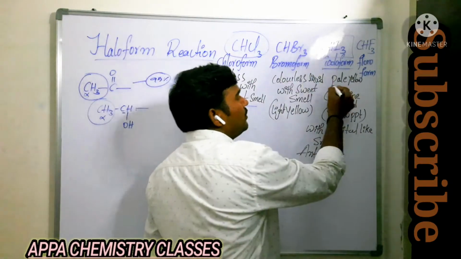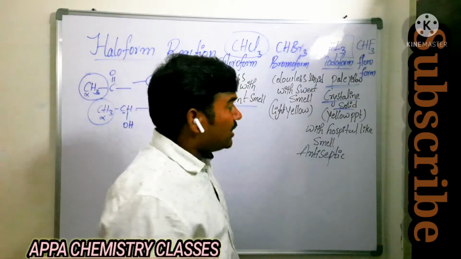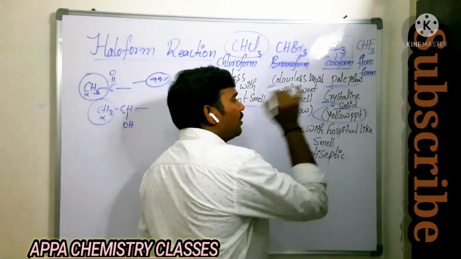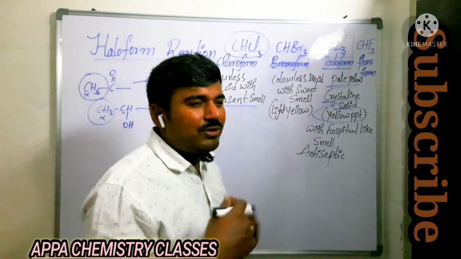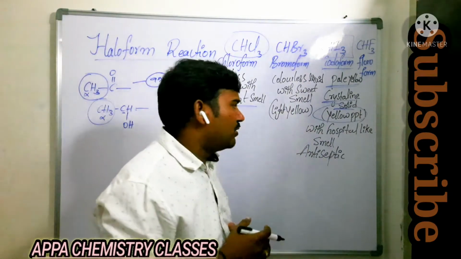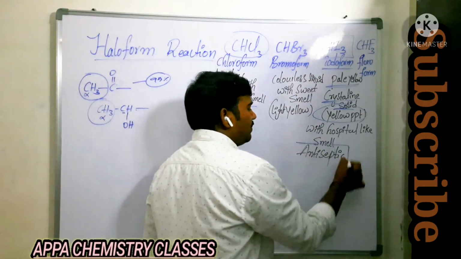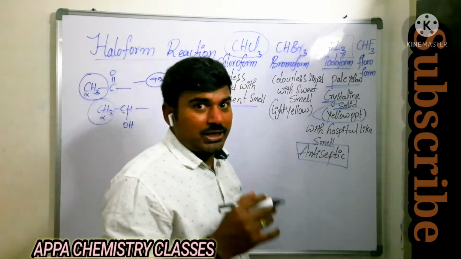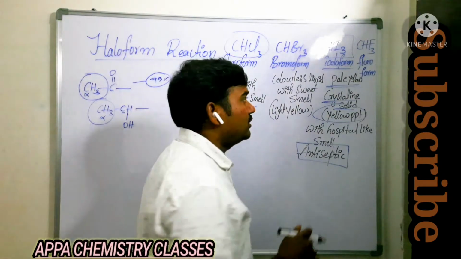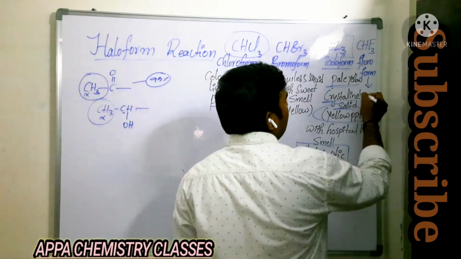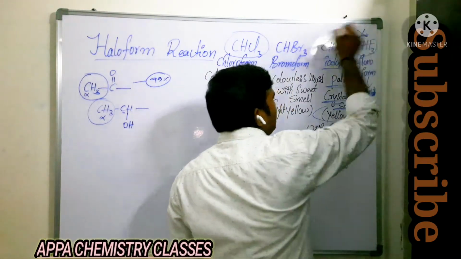Iodoform is a pale yellow crystalline solid which forms a yellow precipitate, with a hospital-like smell. Whenever we go to hospitals, we get that smell. Such a smell is due to iodoform, which is used as an antiseptic. Next, fluoroform: it is not formed, because it is highly unstable. It is not possible to prepare fluoroform.